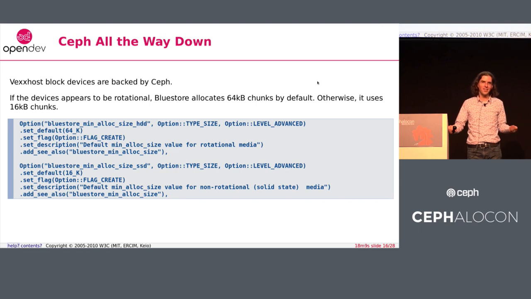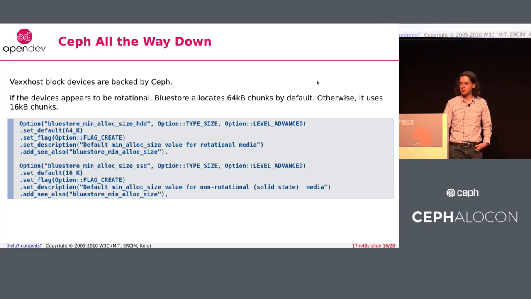And because we know that we're actually backed by Ceph, we don't really need to observe this 64 kilobyte limit anymore. We can actually create much smaller allocation units and let the underlying Ceph deal with mapping those to the hardware. So we're going to set a fairly advanced option here, which is the BlueStore minimum allocation size. And you can see here that by default it's 64 kilobytes for rotational devices and 16 kilobytes otherwise. So for instance, if you're running an SSD, the allocation unit will be 16K.